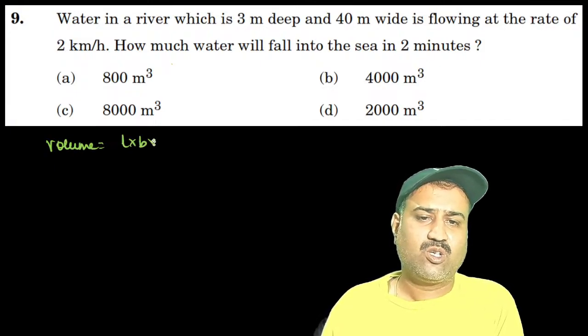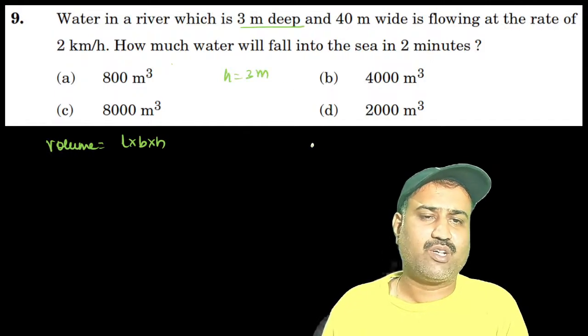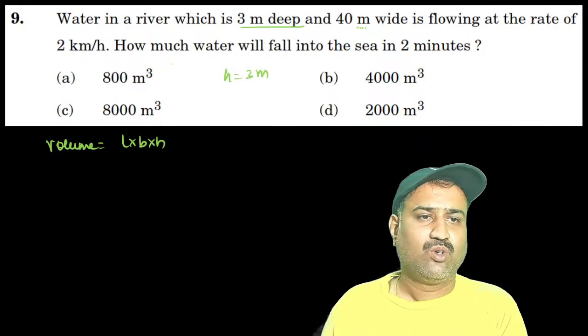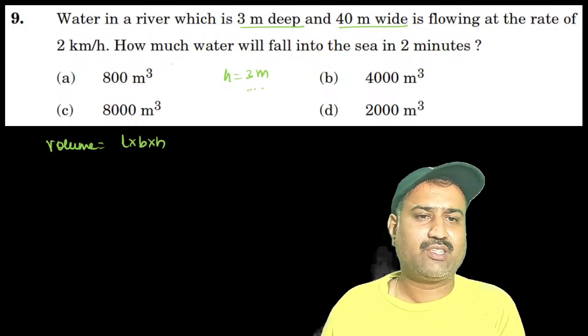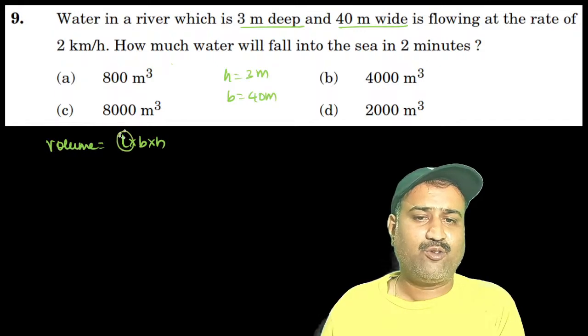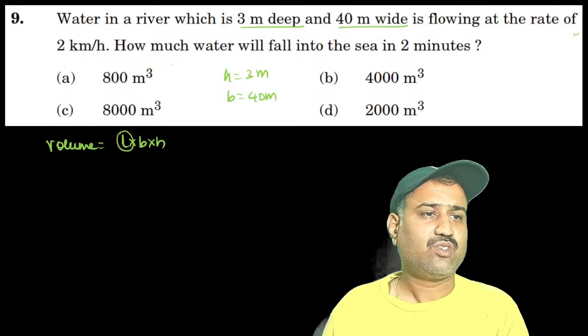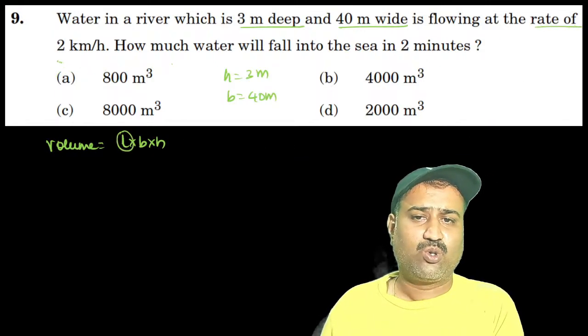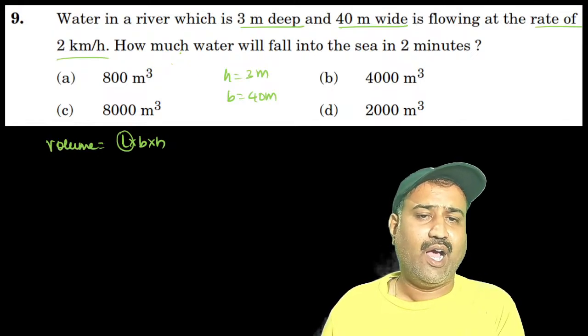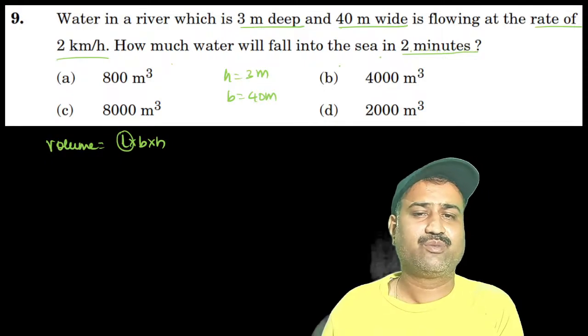LBH. I will take depth 3 meters. Three meters deep means H is equal to 3 meters, right? 40 meters wide, so I will take breadth as 40 meters. Now we have to find the length here. They have given the rate of flow, 2 kilometers per hour. I have to find how much water will fall into the sea in 2 minutes.